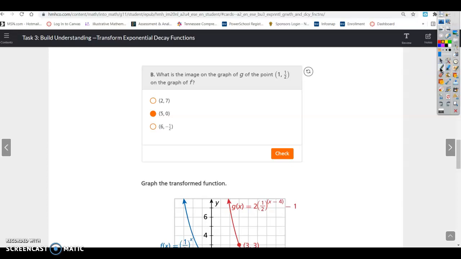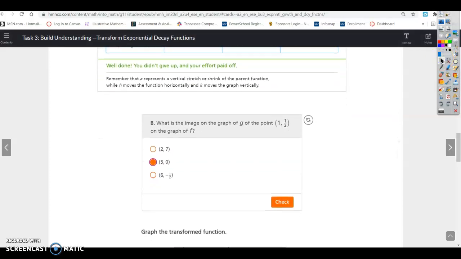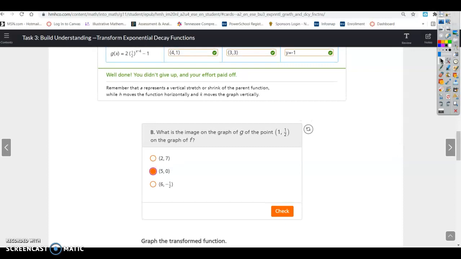Lesson 8.1. This is finishing up task 3. It says, what is the image of the graph of g of the point 1, 1/2? In the last function, I had determined that the x value is 5, and I was still trying to calculate the y value. So here's the easiest way to do it, is just to write it out.